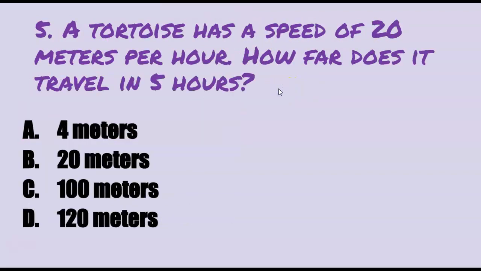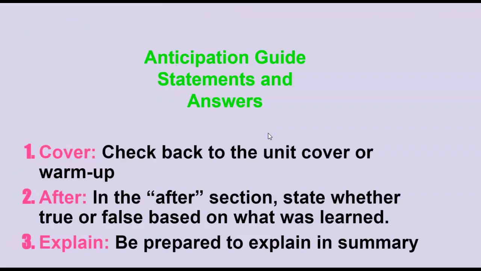All right, a tortoise has a speed of 20 meters per hour. How far does it travel in 5 hours? So you can set it up so you do the butterfly, where you have 20 meters times 5 hours, and then you'll divide it by that 1 hour. Sorry, it's not divided by, you're multiplying it. So 20 times 5, 100 meters. There you go.